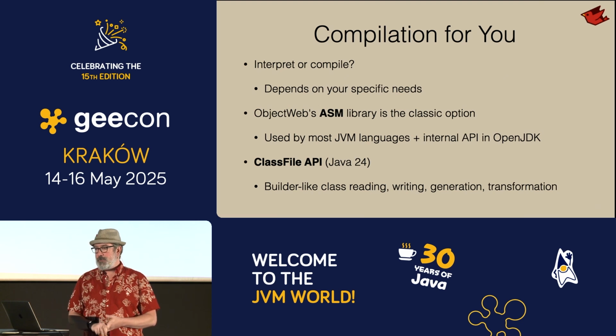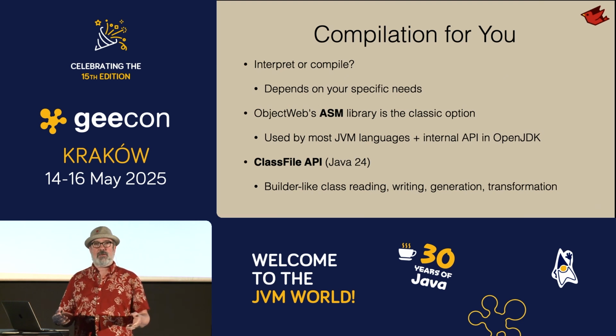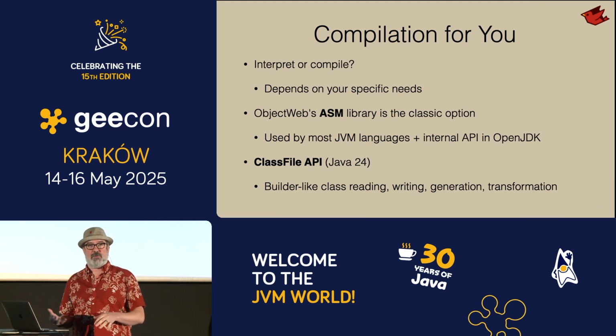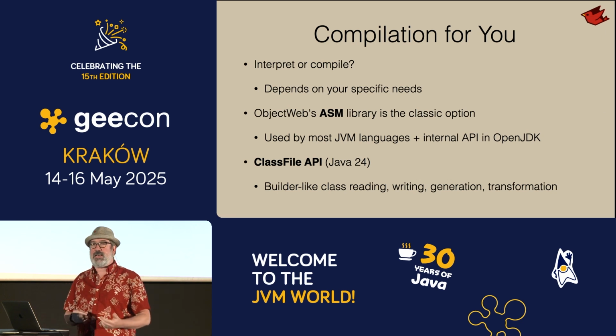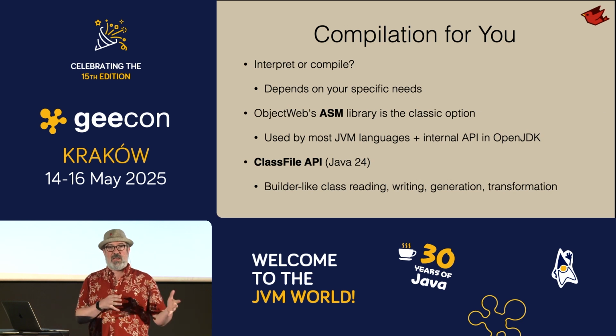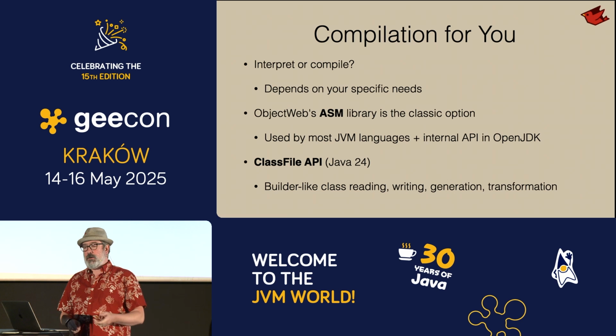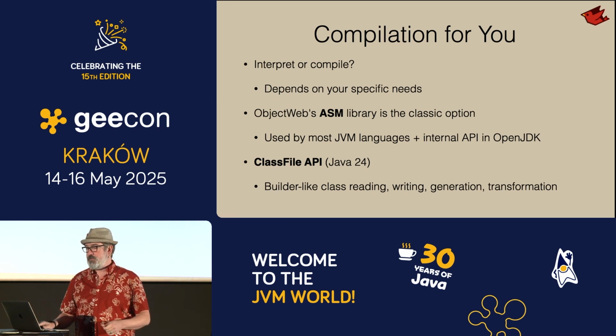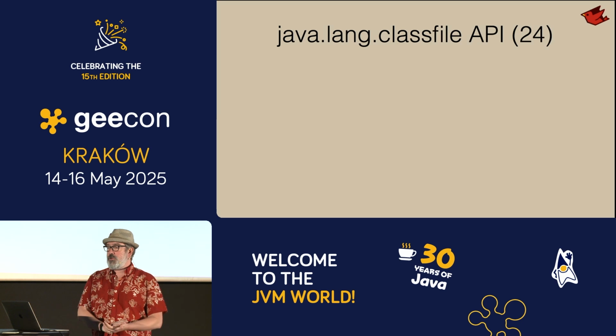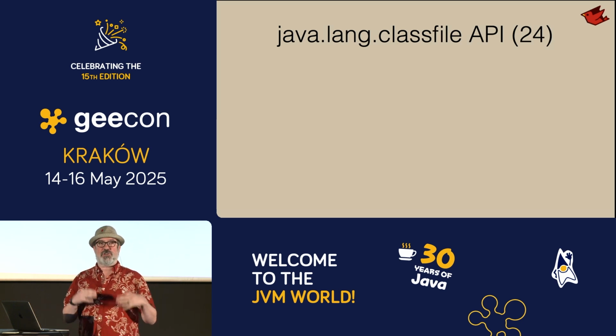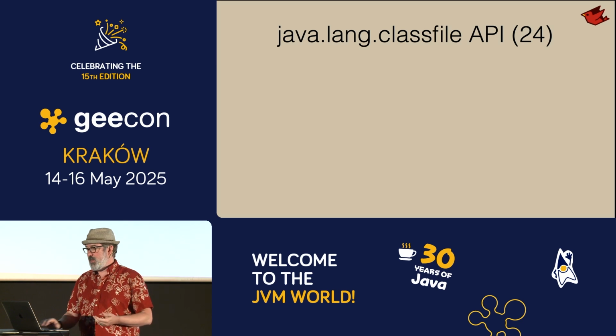and running. Once you do start compiling, the standard library that almost everyone uses is the ObjectWeb ASM library. Now we've got, on Java 24 and higher, a very similar API built into the JVM called the ClassFile API. We're just starting to look at using this in JRuby now that we're on modern versions of the JVM. So we'll walk through a little bit of the ClassFile API just to show how easy it is to create JVM bytecode on the JVM now.